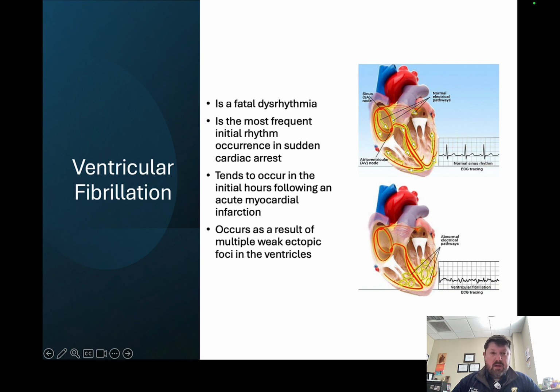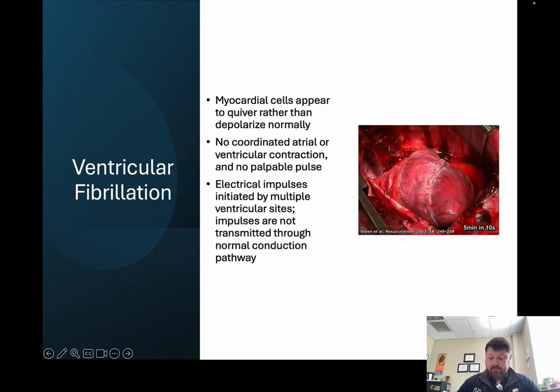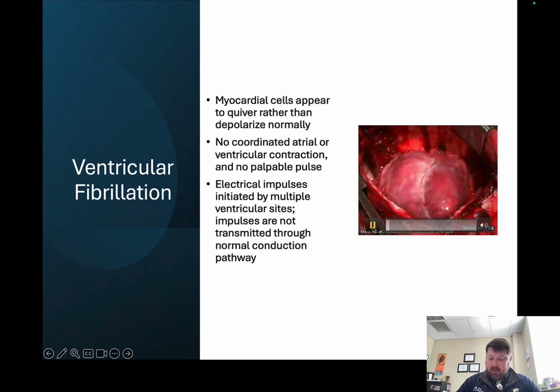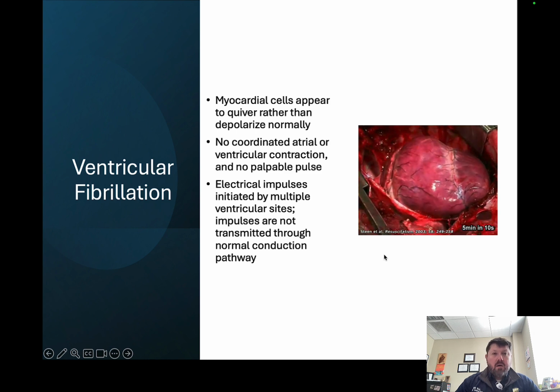It tends to occur in the initial hours following an acute myocardial infarction, and it occurs as a result of multiple weak ectopic foci in the ventricles. This is what the fibrillating heart looks like. Myocardial cells appear to quiver rather than depolarize normally, and they're not strong enough. They don't create an axis strong enough to create a wave of depolarization in order to get a good contraction.